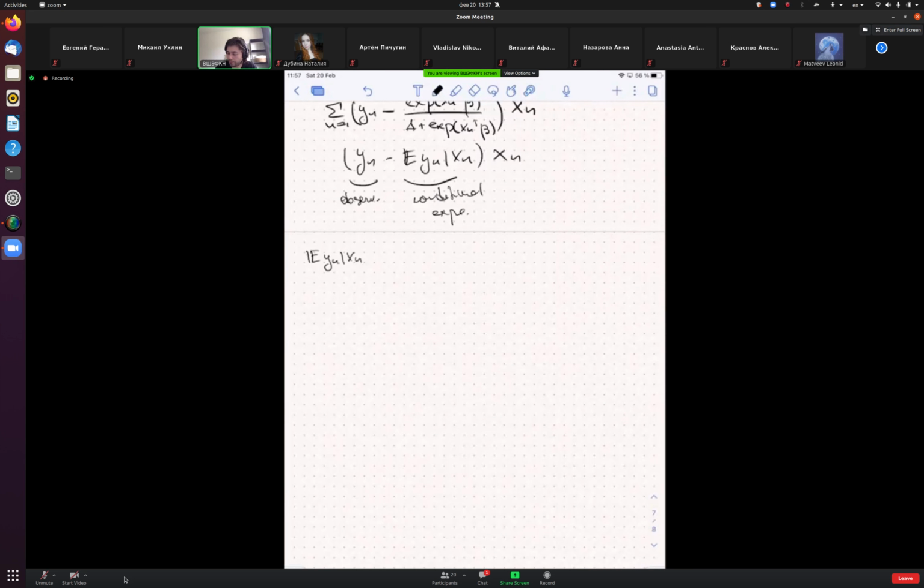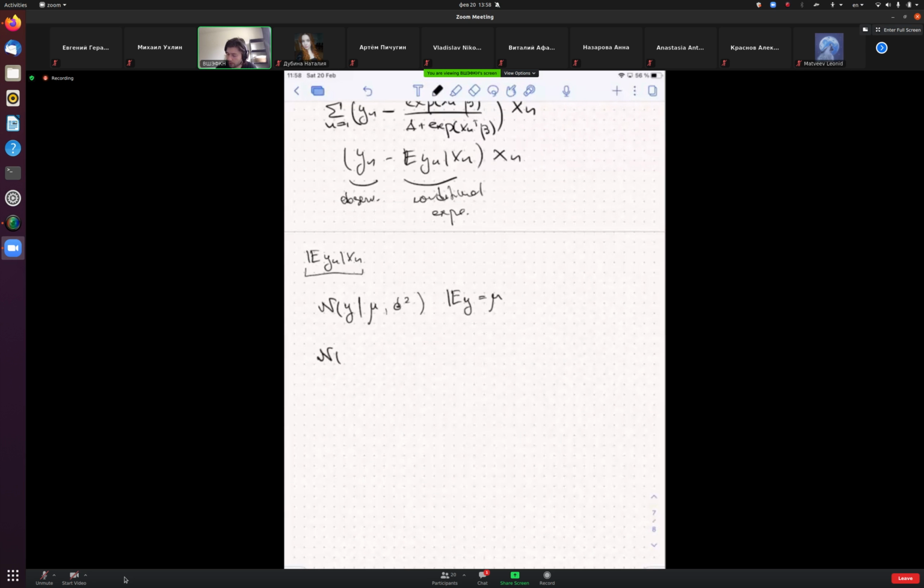So let's consider some particular example. Assume that we model some distribution, let's say normal, of y's, and we say it has mean mu and some variance sigma squared, so the expectation of y is equal to mu.